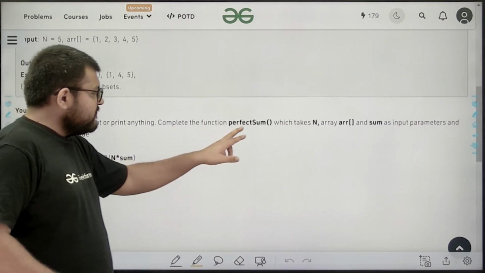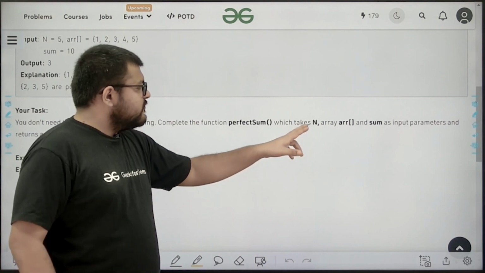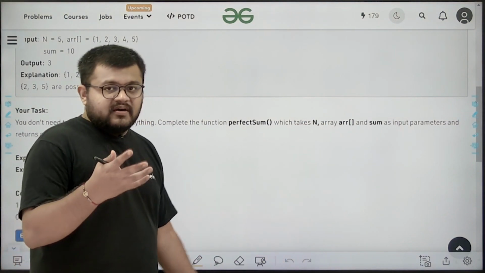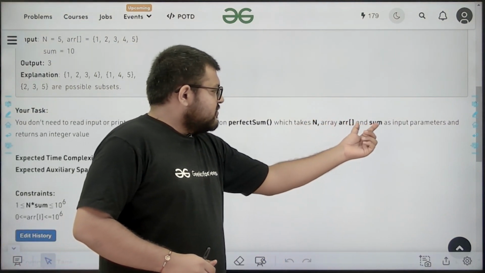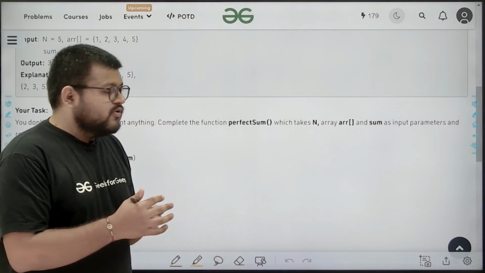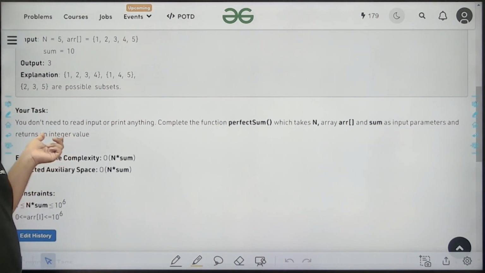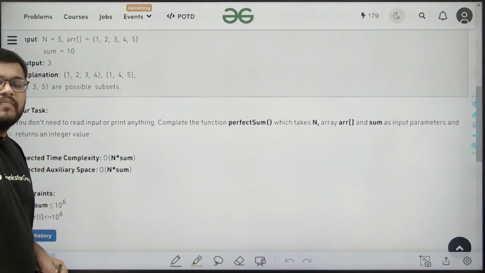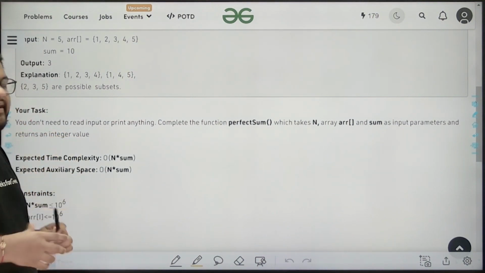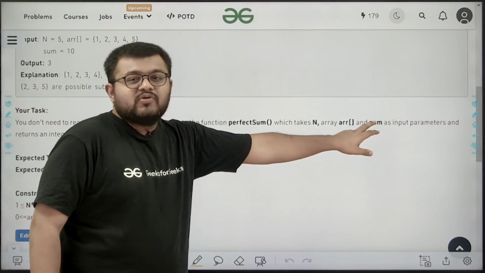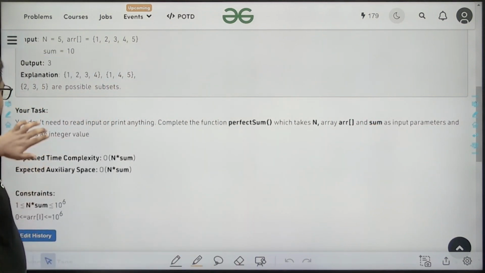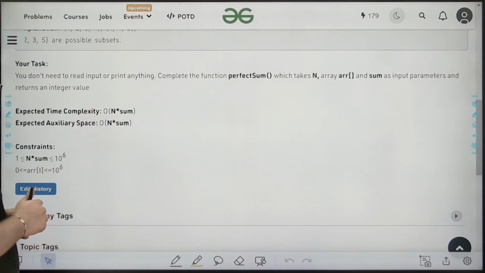Complete the function perfectSum which takes n, that is the size of the array, arr, that is the array elements, and sum, that is the target sum which we want to achieve, as input parameters and returns an integer value. What will this integer value be? It will be the number of subsets of the given array such that their sum is equal to the given sum value. The expected time complexity is n cross sum and the expected auxiliary space is n cross sum, and the constraints are given here. N cross sum cannot exceed 10 to the power 6.